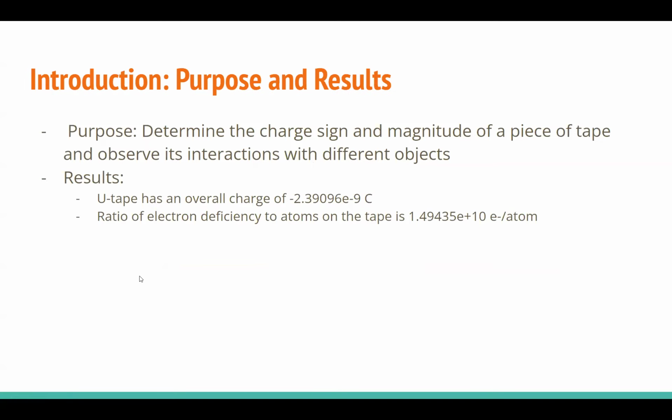To start, the purpose of this lab was to determine the charge, sign, and magnitude of a piece of tape and observe its interactions with different objects. The results ended up being, for the U tape, an overall charge of negative 2.39 times 10 to the negative 9 coulombs, and the ratio of electron deficiency to atoms on the tape is 1.49 times 10 to the 10 electrons per atom.